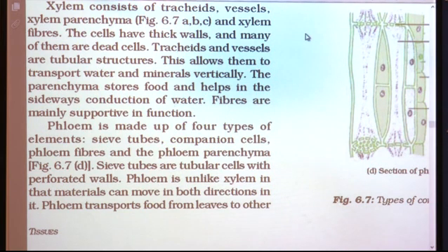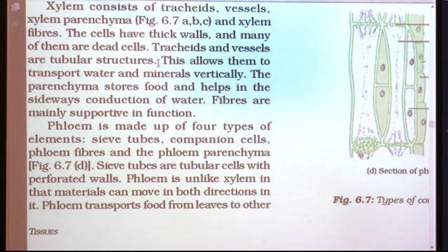Now, as I have told, each one of them has subtypes. So, let us see the subtypes of xylem. Xylem consists of tracheids, vessels, xylem parenchyma and xylem fibers. So, these are the four elements of xylem: tracheids, vessels, xylem parenchyma and xylem fibers. The cells have thick walls and many of them are dead cells. Tracheids and vessels are tubular structures.